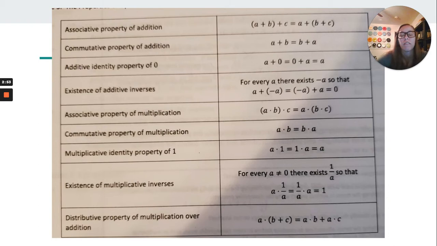Existence of multiplicative inverses. So for every A that does not equal 0, there exists a 1 over A. So that A times 1 over A equals 1 over A times A, which equals 1, because essentially you have A over A. And finally, the distributive property of multiplication over addition. So we have A times, in parentheses, B plus C, which is equal to A times B plus A times C. You're just distributing that A.